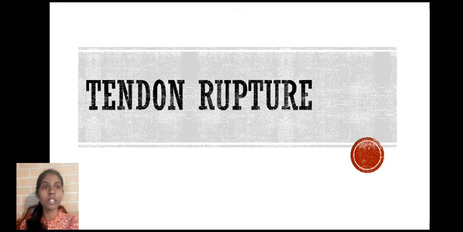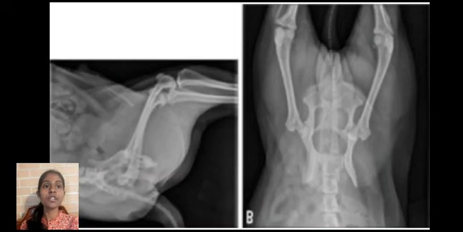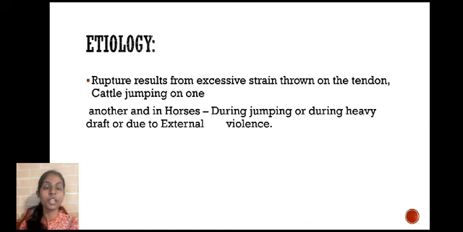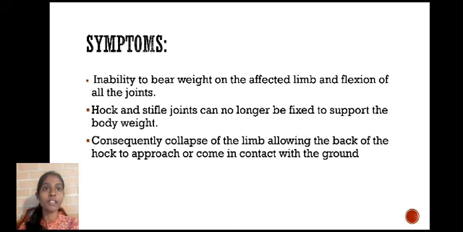Then moving on to the tendon rupture. Tendon is usually a soft tissue connecting the bone and a muscle. Rupture refers to the tear. And in the picture you can clearly see a tendon rupture. Moving on to the etiology, rupture results from extensive strain thrown on the tendon, cattle jumping on one another, and in case of horses, during jumping or during heavy draft or any heavy work or due to external violence.